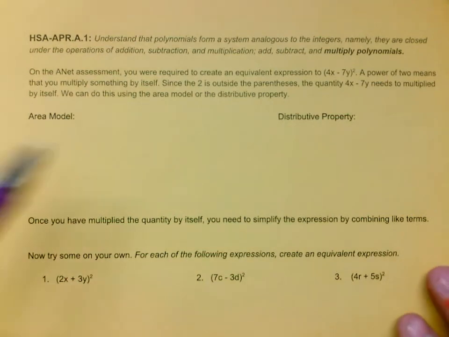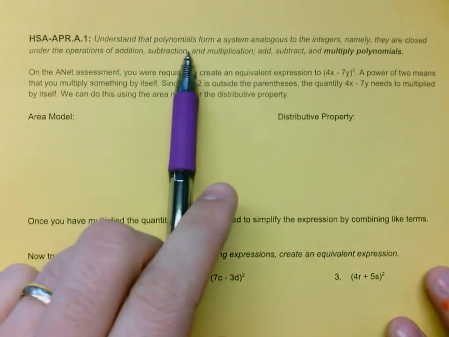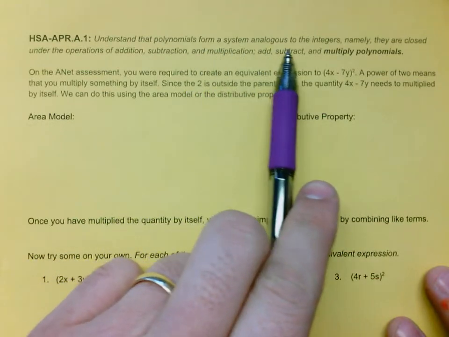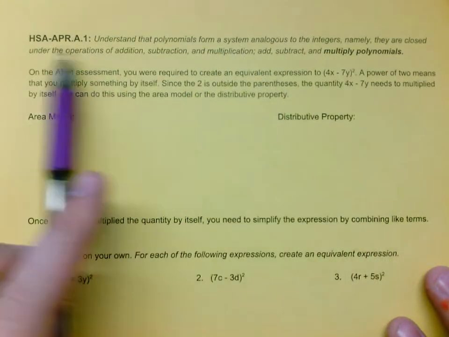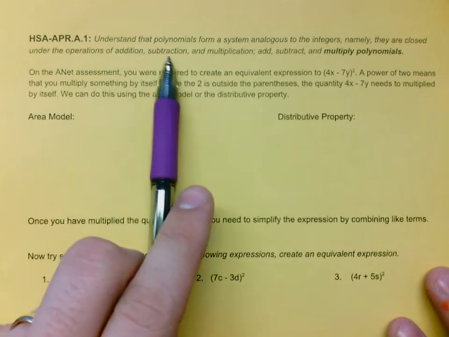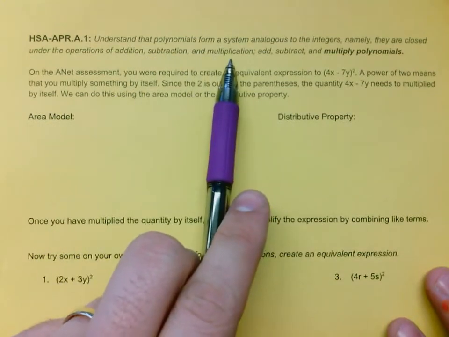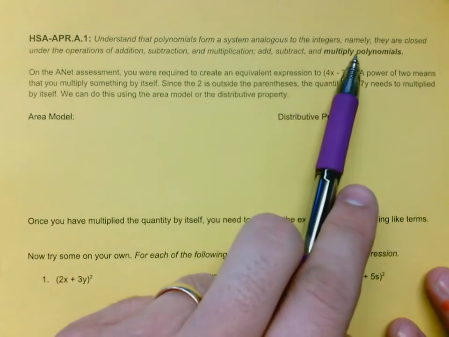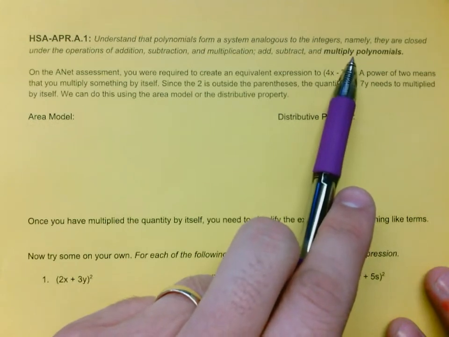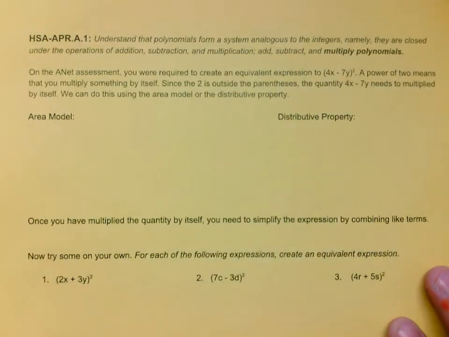Your standard states that you must understand that polynomials form a system analogous to the integers, namely they are closed under the operations of addition, subtraction, and multiplication. Add, subtract, and multiply polynomials. You see the words multiply polynomials in bold because that's what you're going to be focusing on today.